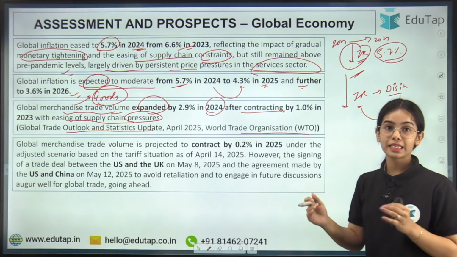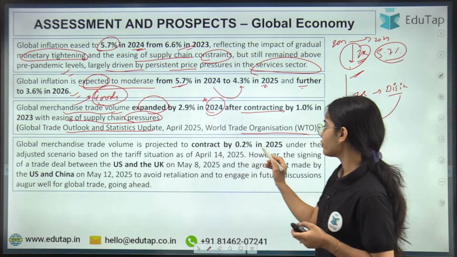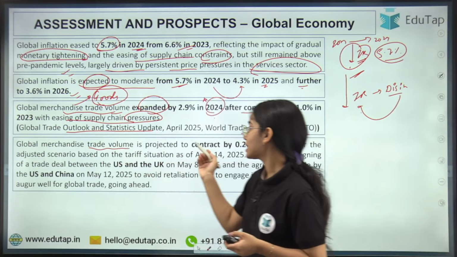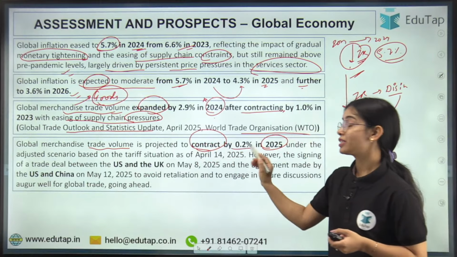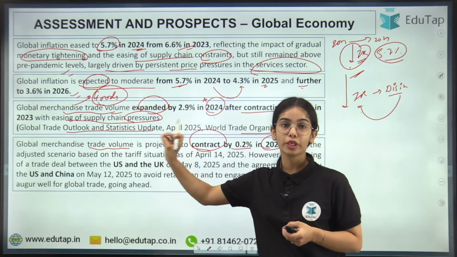Now, global merchandise trade, this is the data for 2024. For 2025, it is expected that the global goods trade volume is going to contract by 0.2%. So that is the global goods trade volume.